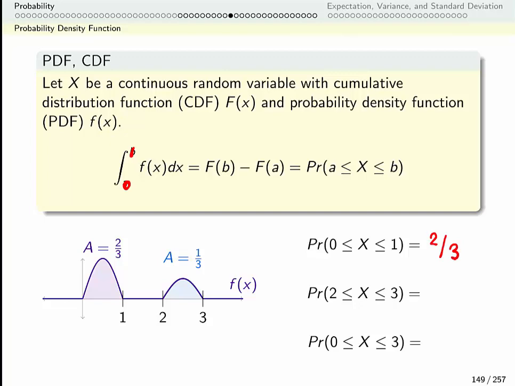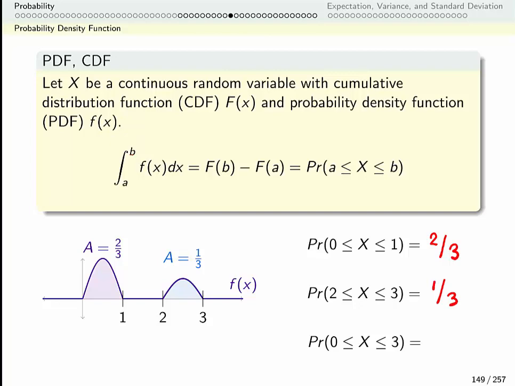Why don't you take a second now, pause the video, and evaluate the remaining two probabilities. The odds of being between 2 and 3, as we just learned, are going to be exactly the area under the curve from 2 to 3, and we're shown that that's 1/3.